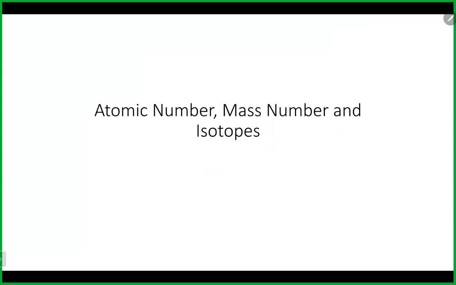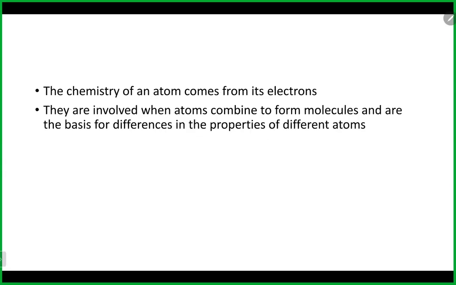All right, any questions on the atom? You know the structure and makeup of an atom? All right. Let's talk about some more properties of atoms: atomic number, mass number, and isotope. The chemistry of atoms comes from its electrons. As I mentioned before, in a chemical reaction, that is really the only thing that's involved: electrons.